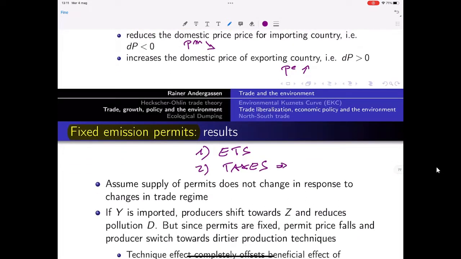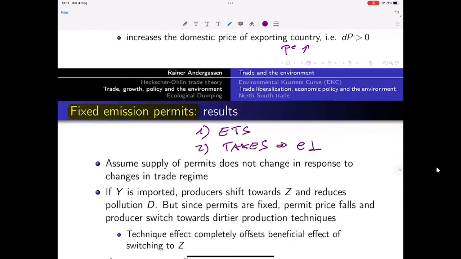Taxes, a particular type of taxes: tax that keeps emission intensity constant. So the tax is aimed at keeping emission intensity constant. This is what the paper does. That is, taxes that, by assumption, keep emission intensity constant. Now let's see what the results are, because the results are quite intuitive.